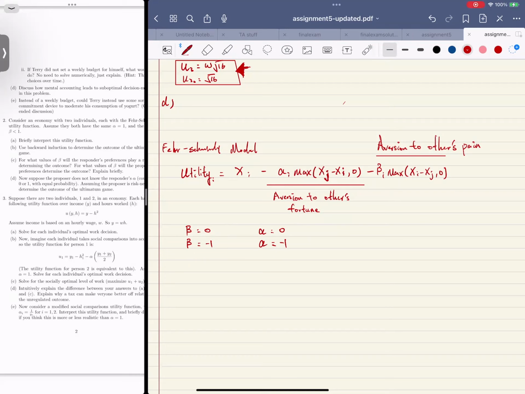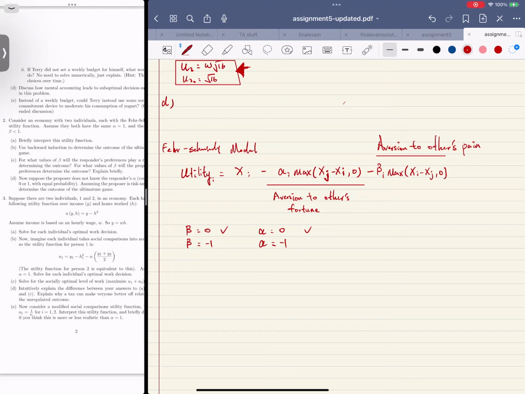Well, at zero, they wouldn't have aversion to inequality anymore, so that effect on utility becomes 0. Right. Same goes for alpha of 0, right? If alpha equals 0, then I don't care about others making more money than me. Therefore, I wouldn't feel any disutility in my overall utility.